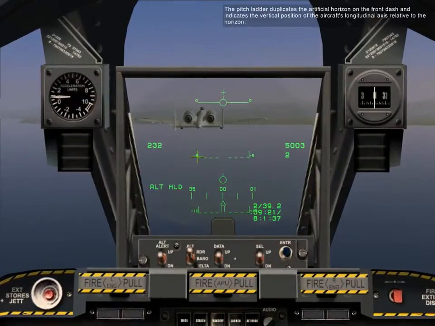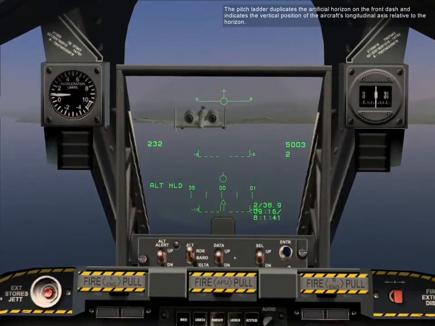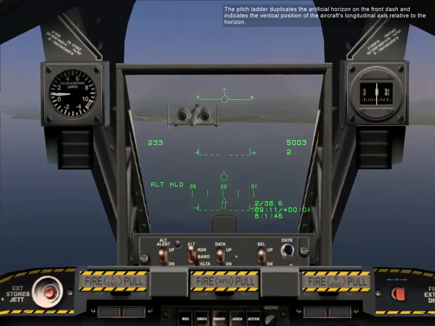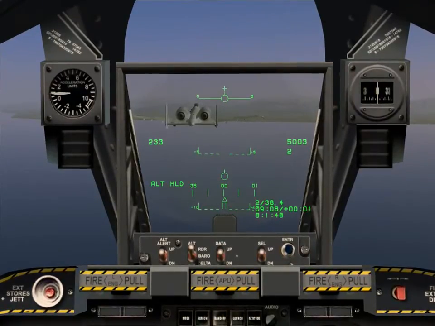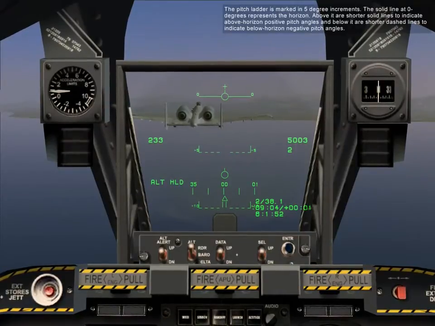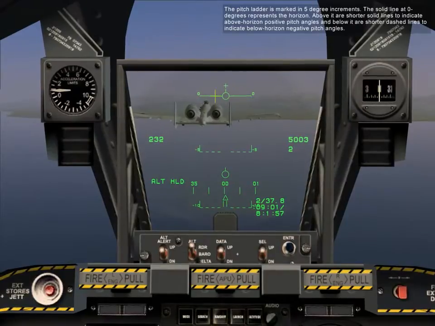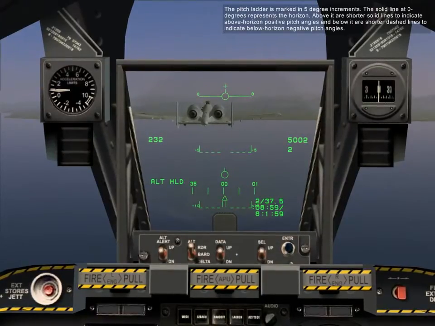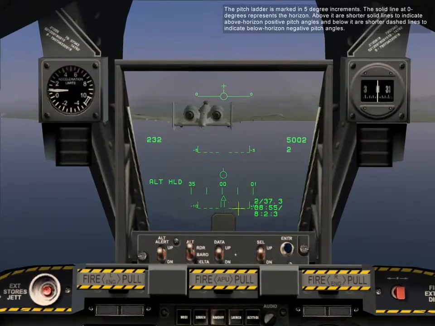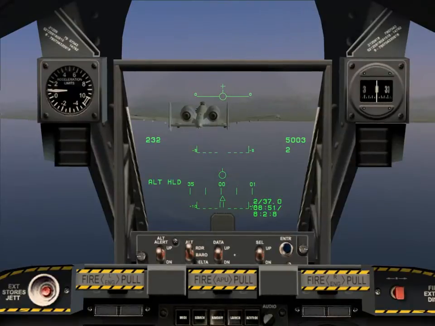The pitch ladder duplicates the artificial horizon on the front dash and indicates the vertical position of the aircraft's longitudinal axis relative to the horizon. The pitch ladder is marked in 5-degree increments. The solid line at 0 degrees represents the horizon. Above it are shorter solid lines to indicate above horizon positive pitch angles, and below it are shorter dashed lines to indicate below horizon negative pitch angles.